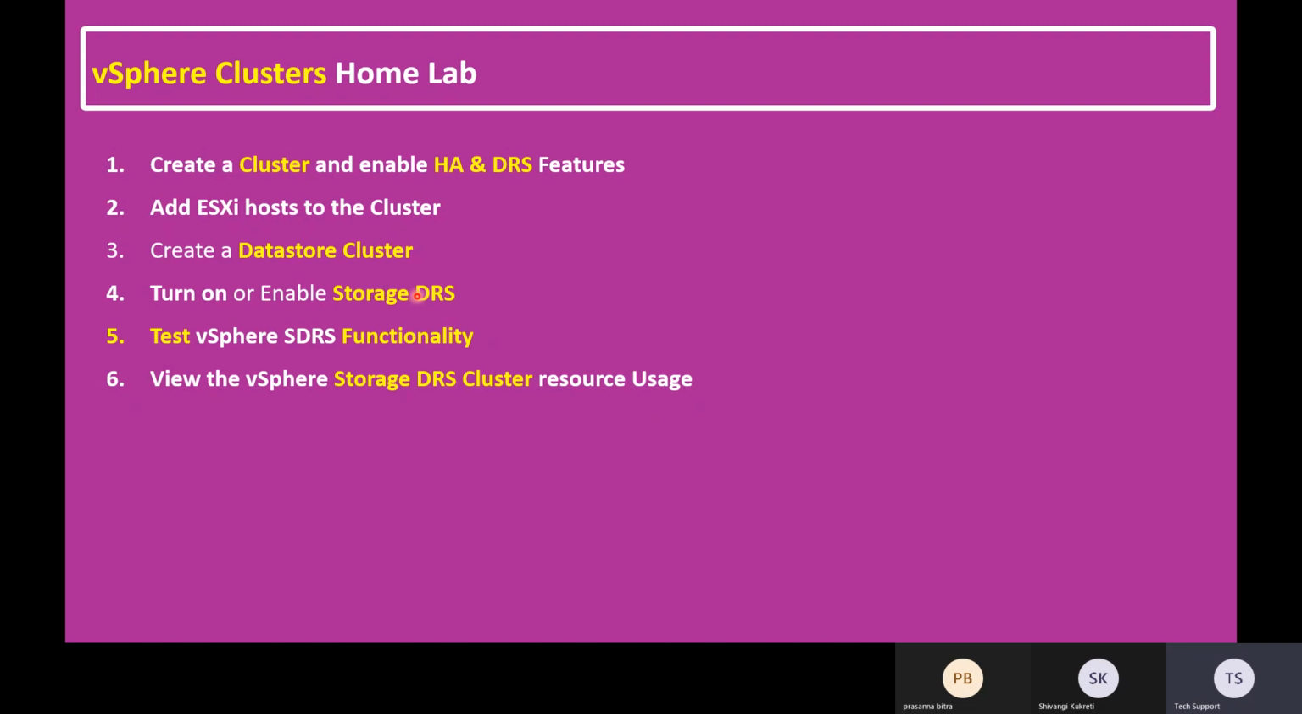Once we turn on the Storage DRS feature, we can verify all the fully automated settings. Once we validate the fully automated settings, we can test the vSphere DRS functionality, and also view the vSphere Storage DRS cluster's resource usage. So let's jump into our lab and do it one by one. The first and second items, creating a cluster with HA and DRS enabled and adding hosts, we are already familiar with. Now I'm going to start with lab item number 3.